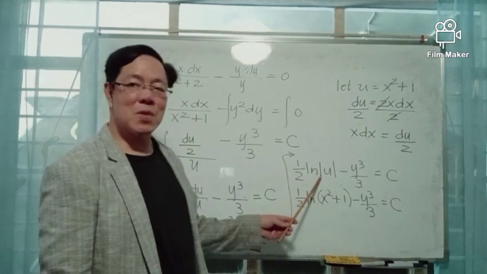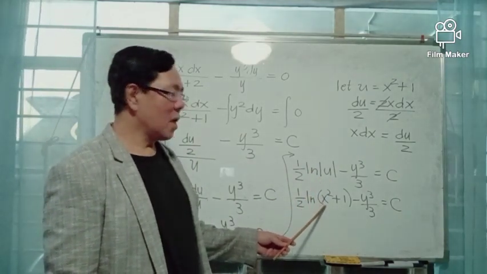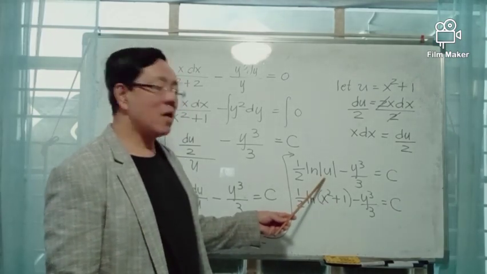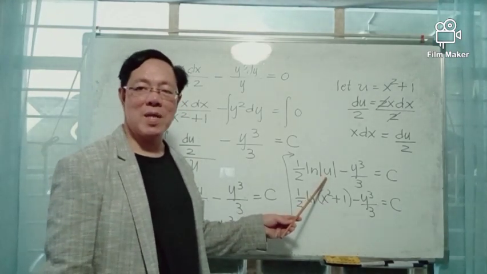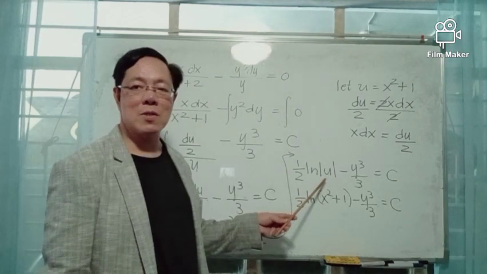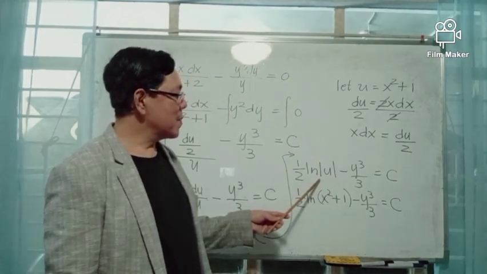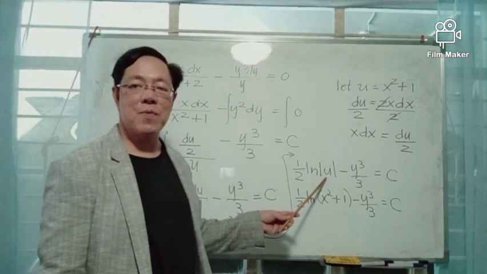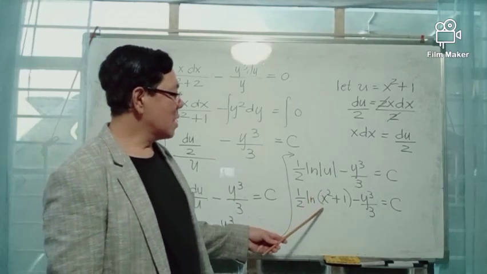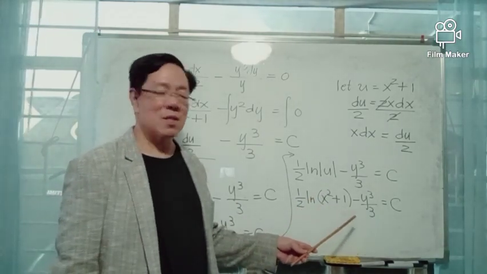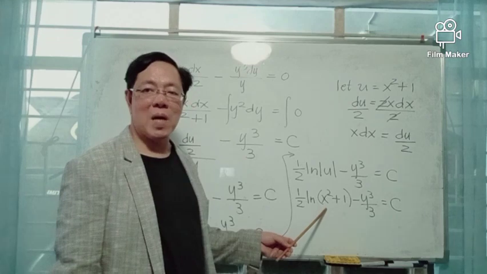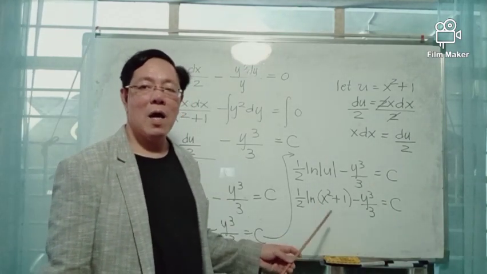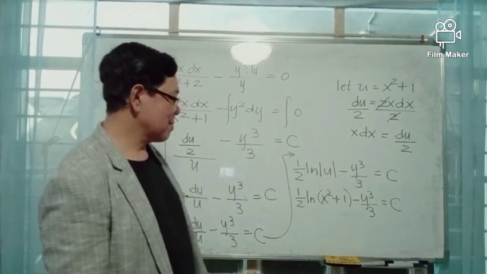Now, I remove the absolute value sign because we are sure that the sum of x squared plus 1 is positive. Here, we are not sure whether u is positive or negative. That's why we have the absolute value sign. And the natural logarithm of a number exists only for positive values of a number. But since x squared plus 1 is always positive for any value of x, whether positive or negative, the ln of x squared plus 1 is defined, or ln of x squared plus 1 exists.